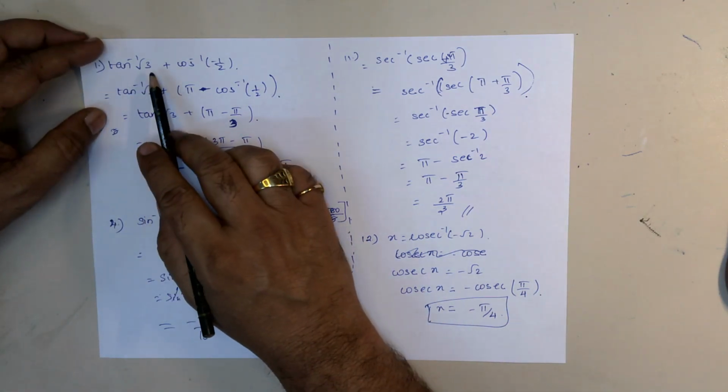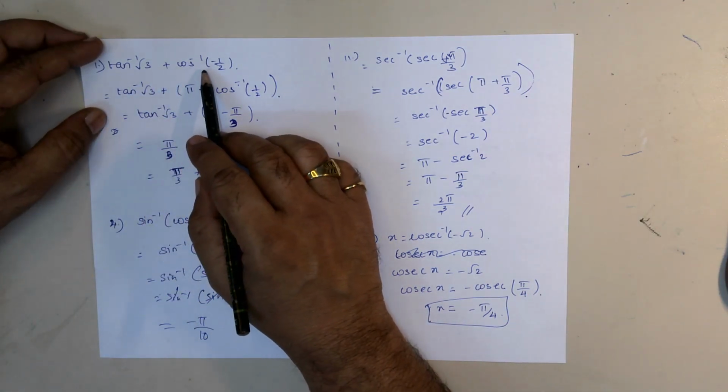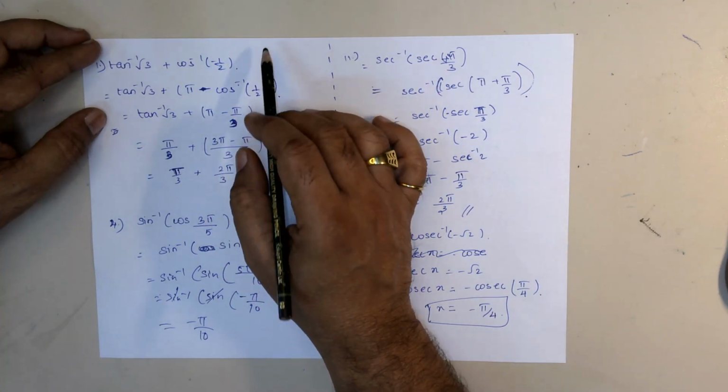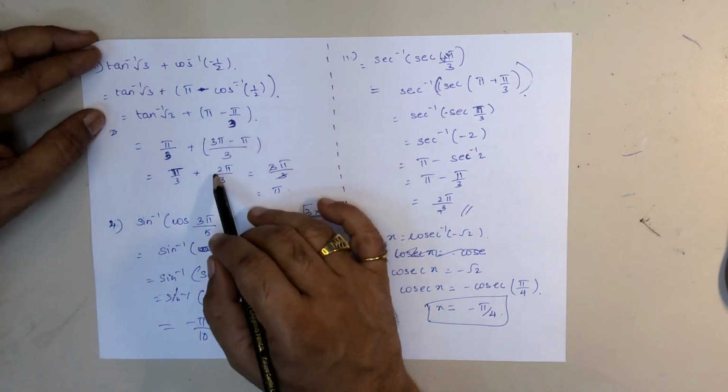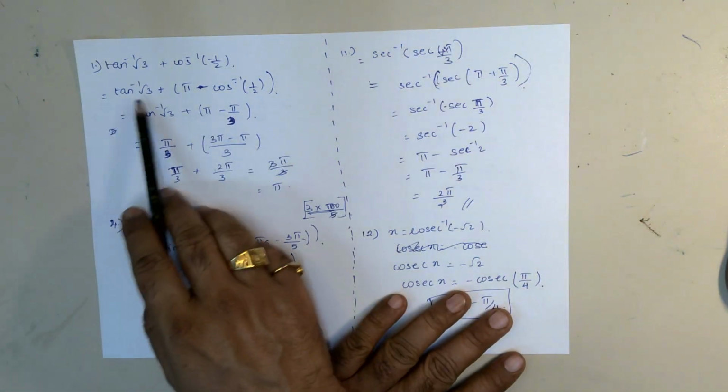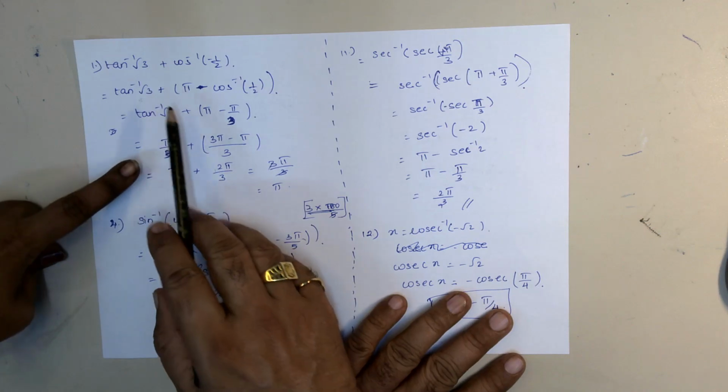Tan inverse of root 3 plus cos inverse of minus 1 by 2. So we have to evaluate this sum. Can you explain this sum? Yes. The value of tan inverse of root 3 is pi by 3.